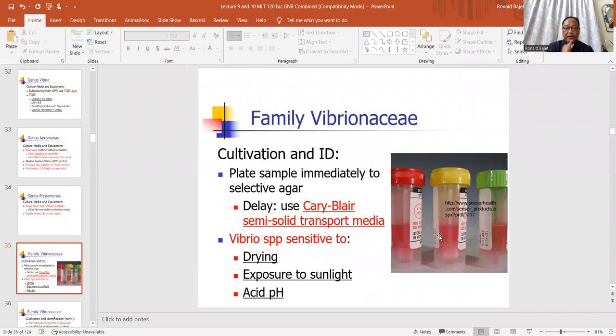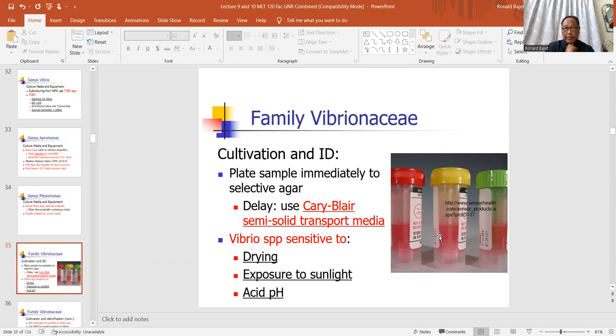Family Vibrionaceae, for culture and ID, the transport media is called the Cary-Blair, usually for stool pathogens, enteric pathogens, bacteria. You use the Cary-Blair. It's a semi-solid transport media. And it needs this special media if you want to isolate it, because Vibrio cholerae is sensitive to drying, exposure to sunlight, and acid pH.